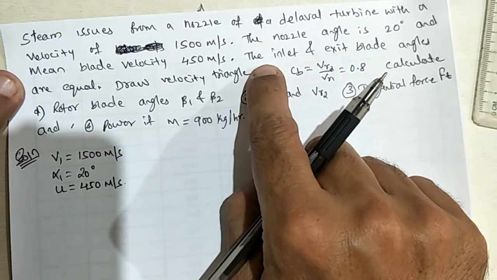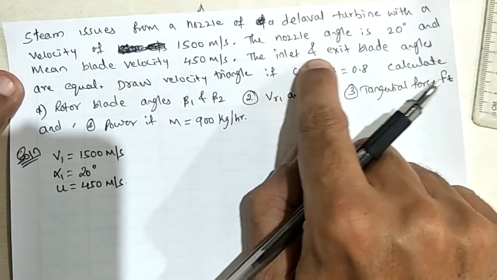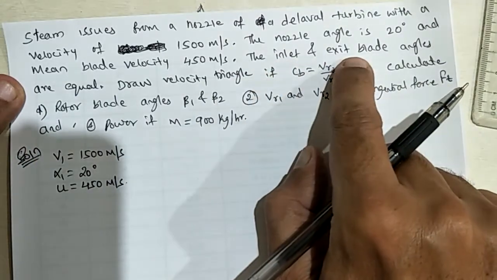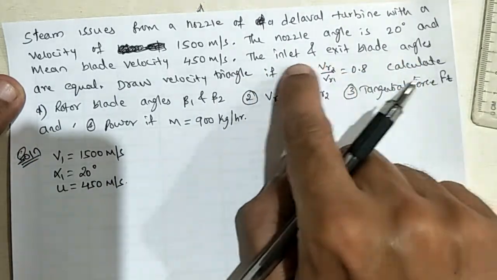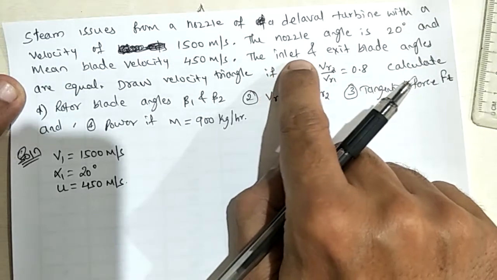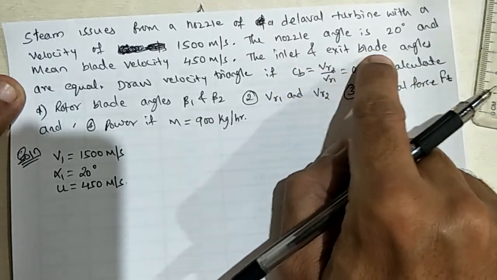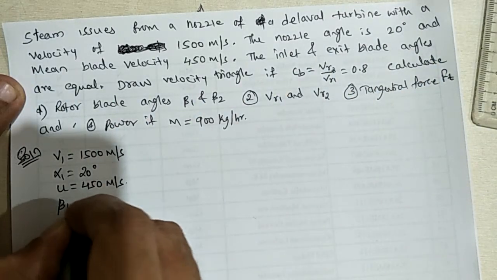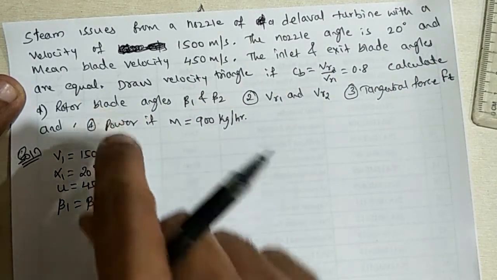So one more condition is given here, clearly defined. The inlet and exit blade angles are equal, right? So inlet and exit blade angles are what? That is beta 1 and beta 2. Beta 1 and beta 2 are the inlet and exit blade angles, and both are equal. So here beta 1 is equal to beta 2.